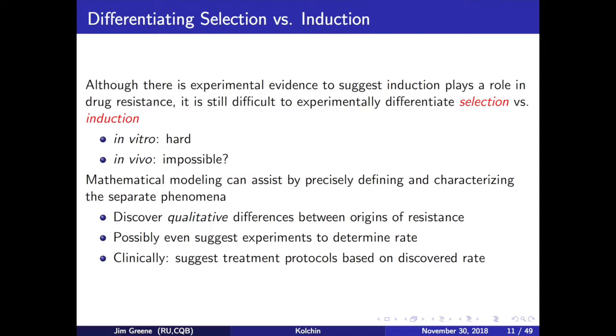Okay, so again, there's experimental evidence to show that induction plays a role, but it's still quite difficult to actually determine how this is occurring. Disentangling the idea of induction versus just rapid selection is very, very hard. Some people have done it, as I pointed out, that one paper by Pisco, they're actually able to do it, but in vivo, this might actually even be impossible. So how do you go about untangling what's actually going on at a mechanistic level?